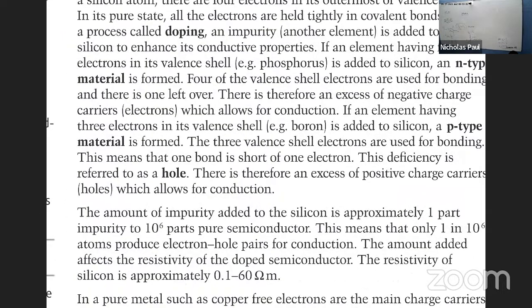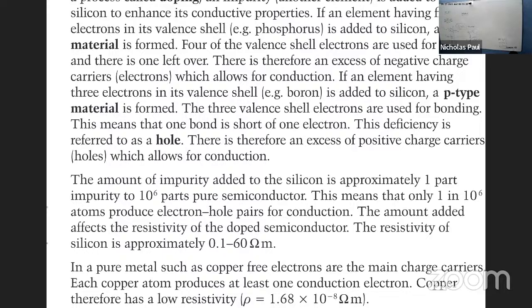The amount of impurity added to the silicon is approximately 1 part impurity to 10 to the 6 pure.